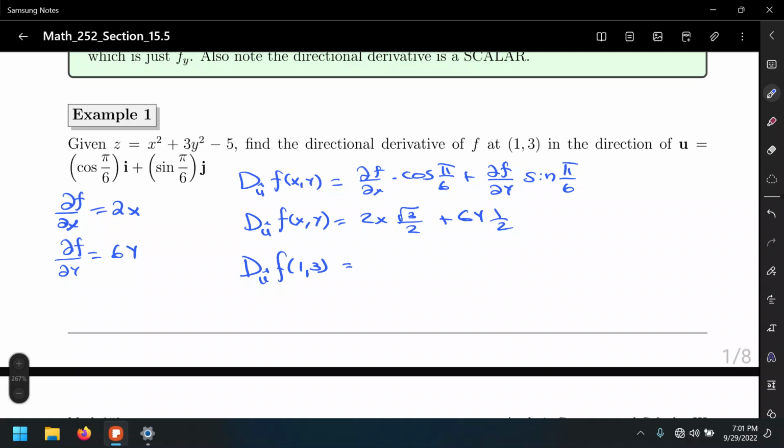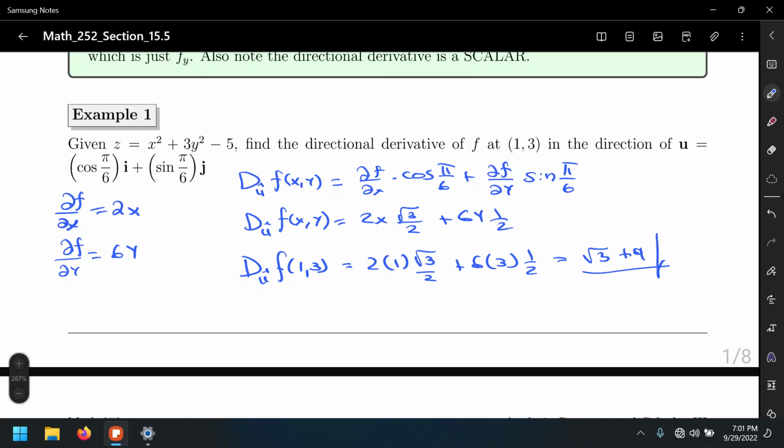Now we need to find this directional derivative at the point (1, 3). In this case, just plug in 1 for x and 3 for y. This is going to give us root of 3, plus 6 times 3, which is 18, divided by 2, so that's plus 9. So that's the directional derivative at the given point (1, 3).